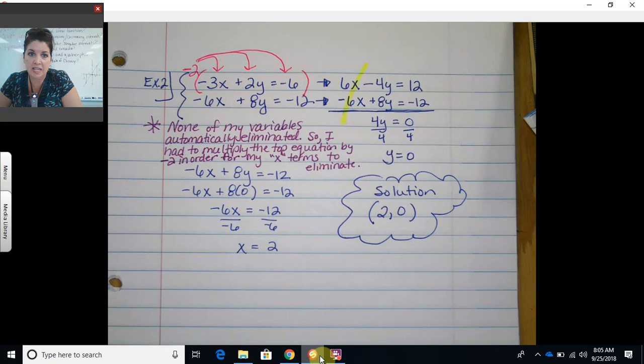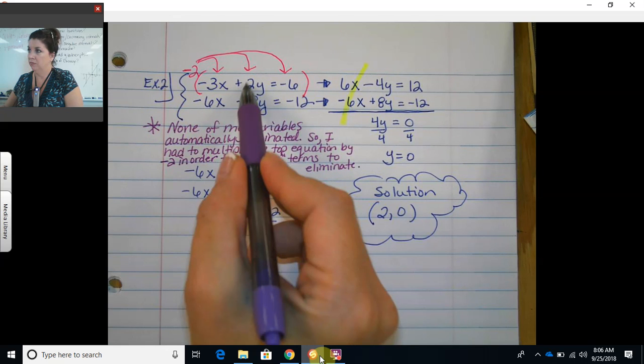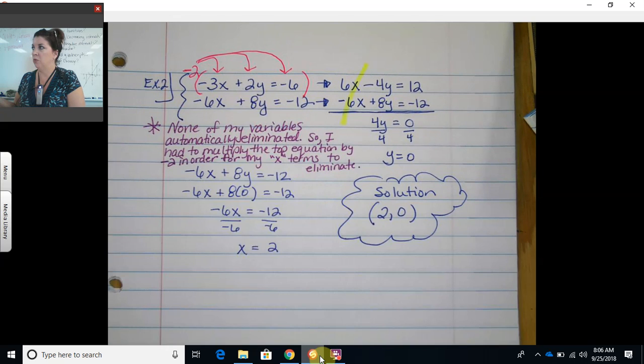And again, if I wanted my y's to eliminate first, I would have multiplied the top equation by -4. So that would turn this into a -8y. Either one's fine. Our math will be different, but we'll get the same answer in the end. Yes? Could you also divide the bottom line? You could. Yep, you could do that. All right, everybody cool?